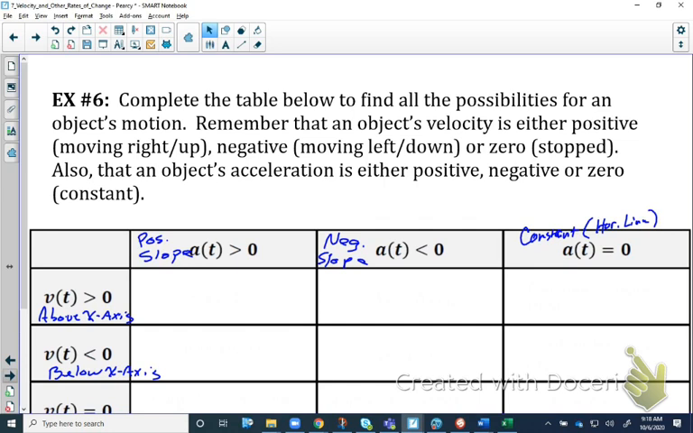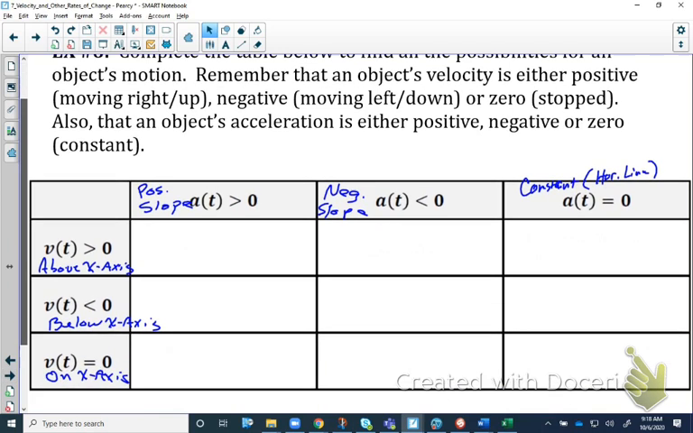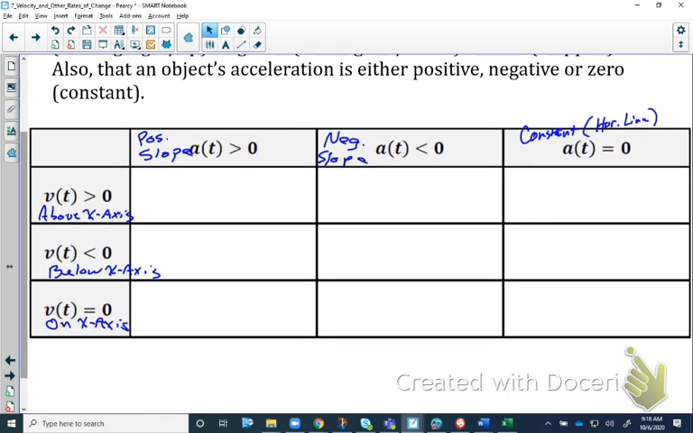So here, example 6, complete the table. Here I want you to go ahead and try and fill in the table on your own first, and then hit play to see what I have.